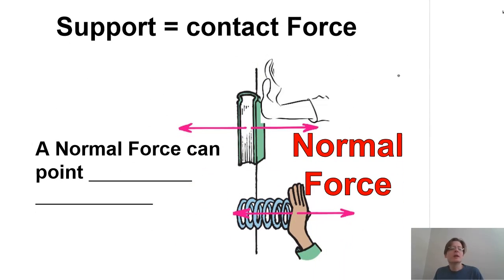Another thing to note is that a support or contact force does not have to point up or down. A normal force can point horizontally as well, or really in any direction. I can push against a wall, and the wall compresses in and pushes back the other way and supports me, prevents me from falling through the wall. So don't think that normal forces are always up or down.